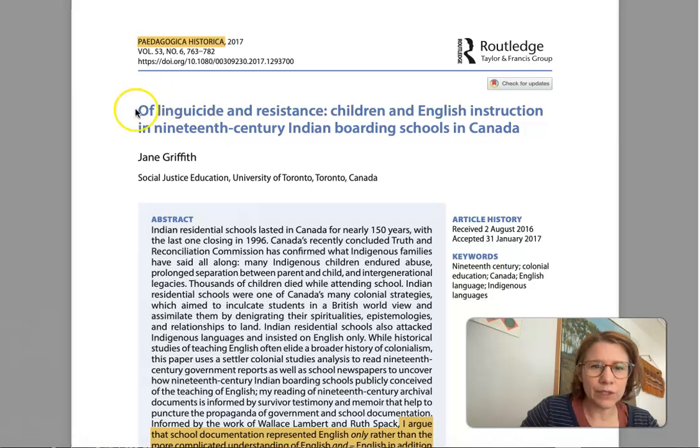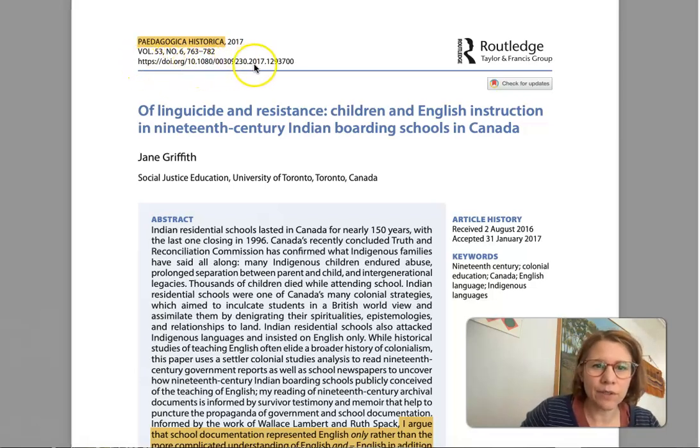When you look at an article like this one, a journal article, it has been published in a journal. The journal name is up here, Pedagogia Historica, and that's the journal you could find this article published in. There would be numerous articles published in one journal, so this is just one of them in that edition. This is volume 53, issue number 6, and the year 2017. And this is the page range of this specific article, from page 763 to 782.